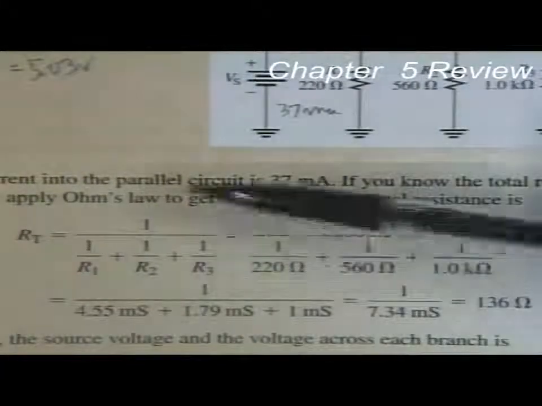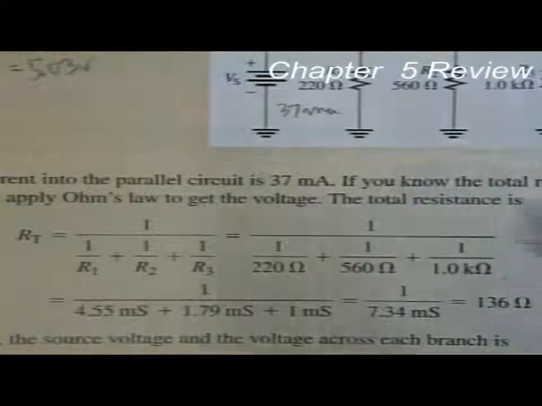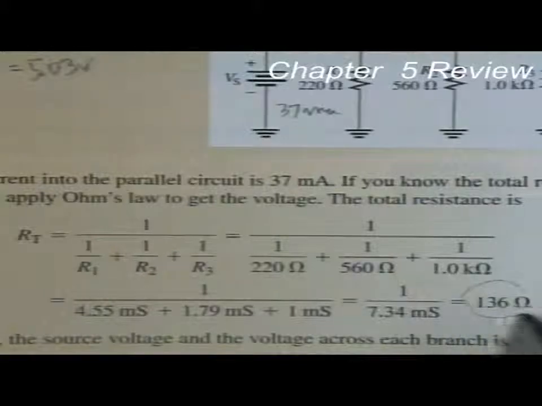So we do the RT, and we came up with RT equals 136 ohms. Now that we see that RT equals 136 ohms, we can calculate the voltage of the source, because we know, what do we know?